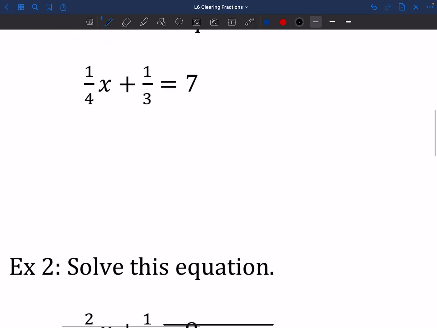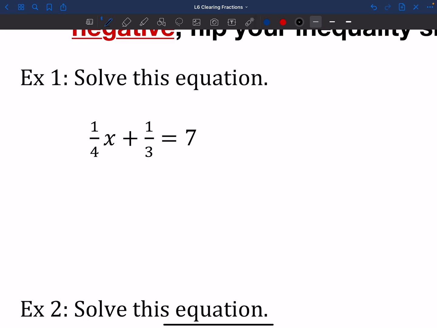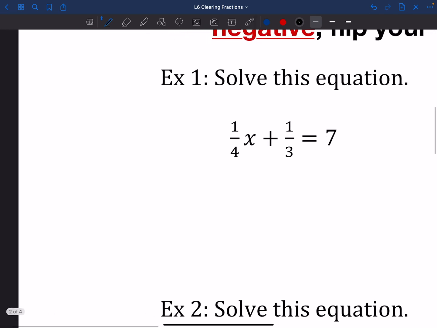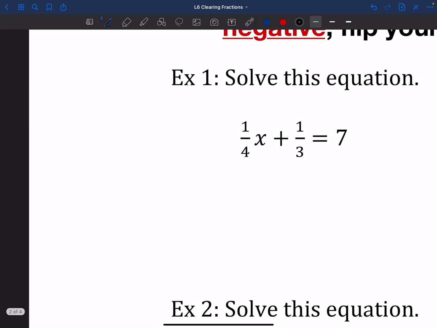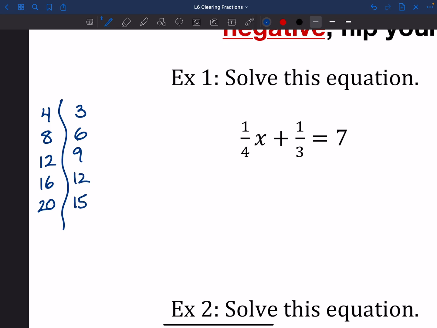All right, so let's take a look at this first problem here. We have 1/4 x plus 1/3 equals 7. Again, what I'm going to do is take a look at just those denominators, the 4 and the 3. And over here, I'm going to list out some multiples: 4, 8, 12, 16, 20. Do the same thing for 3: 3, 6, 9, 12, 15. And again, what I'm looking for is the smallest number that they share, right? In this case, 12 works.